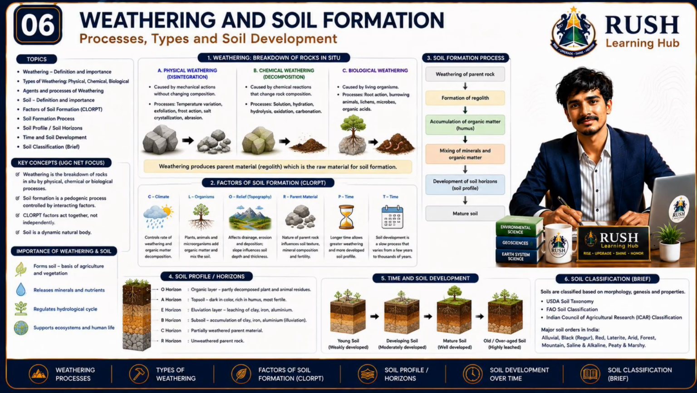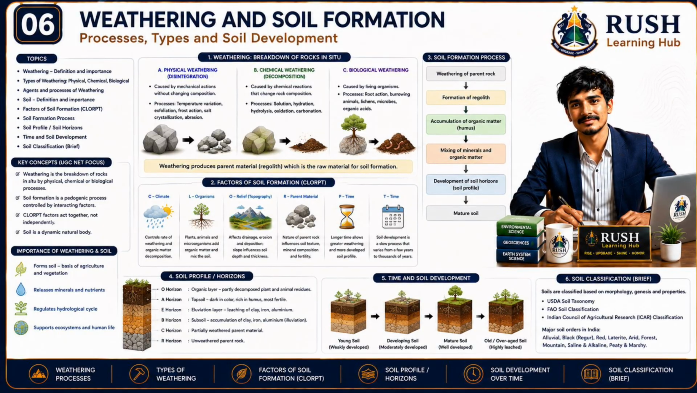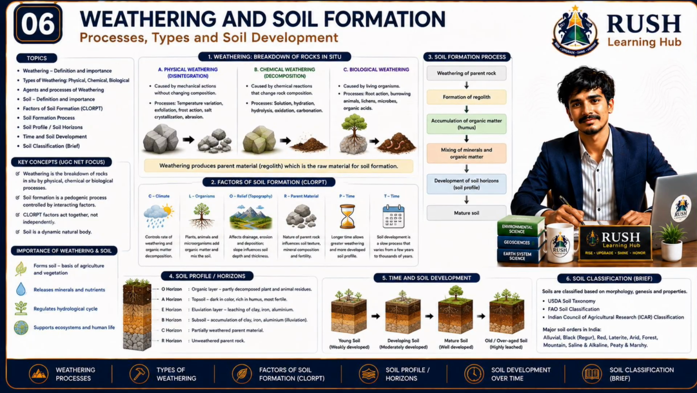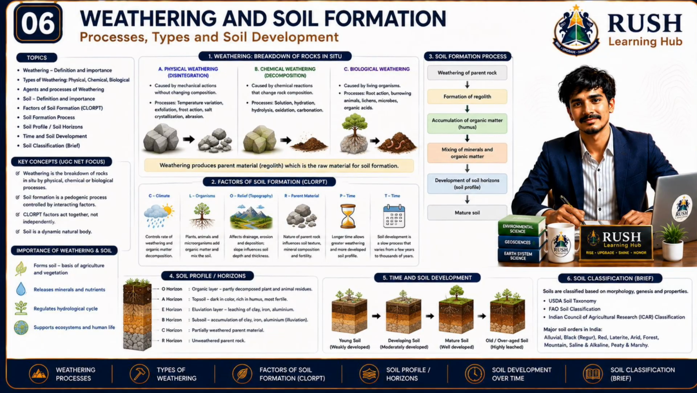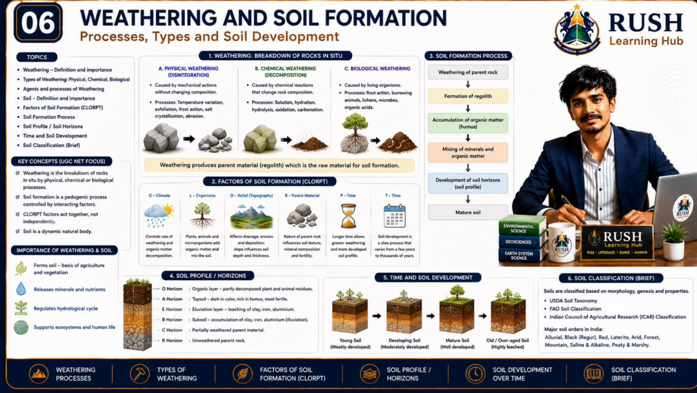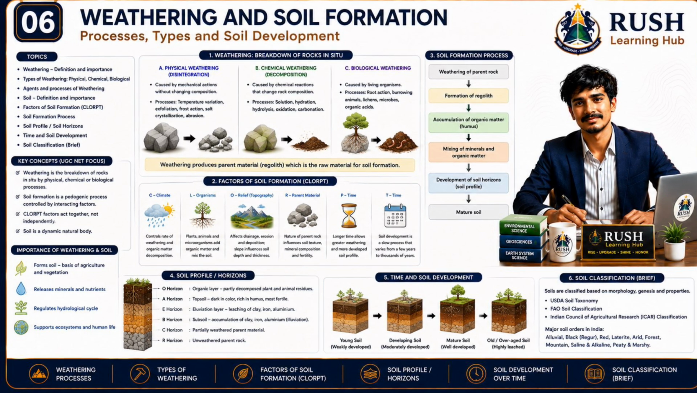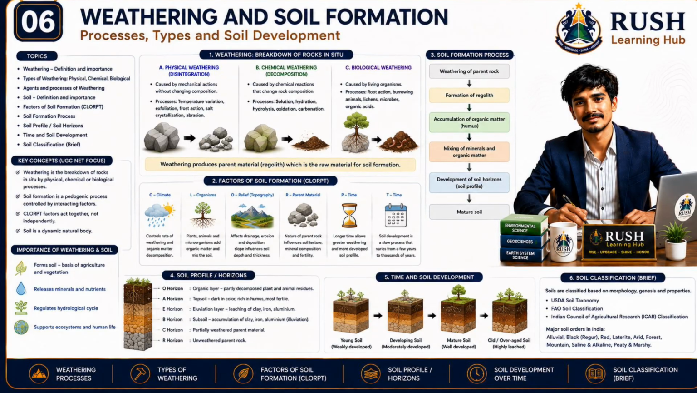Oxidation occurs when oxygen reacts with iron-containing minerals, forming iron oxides and giving rocks a reddish appearance. Carbonation results from the reaction between carbon dioxide dissolved in water and minerals like calcium carbonate. This process is responsible for the formation of limestone caves and karst topography. Chemical weathering is most active in warm and humid climates.